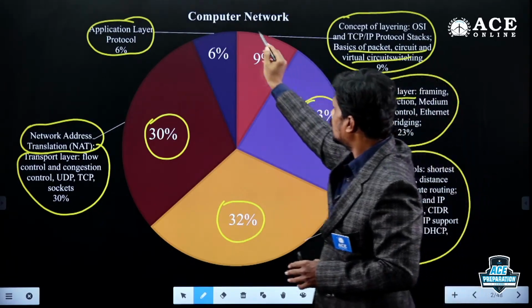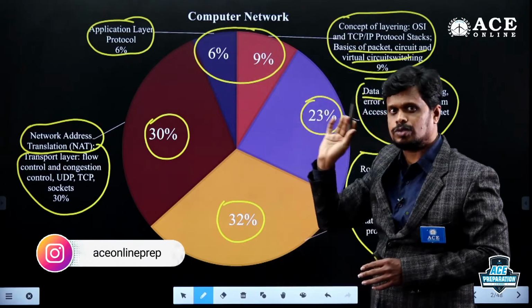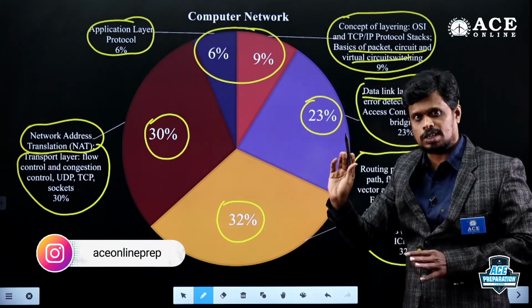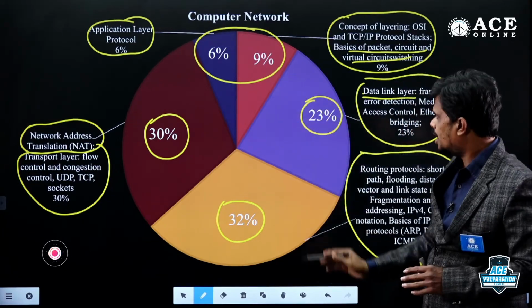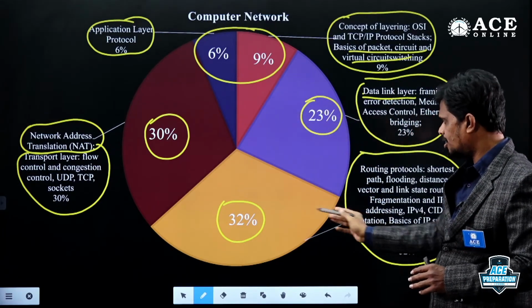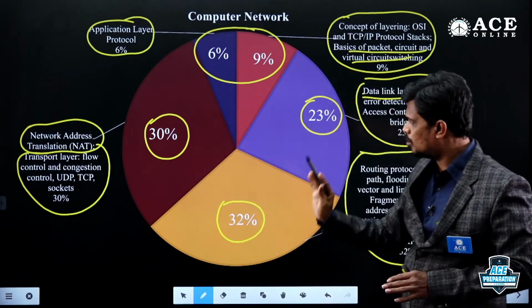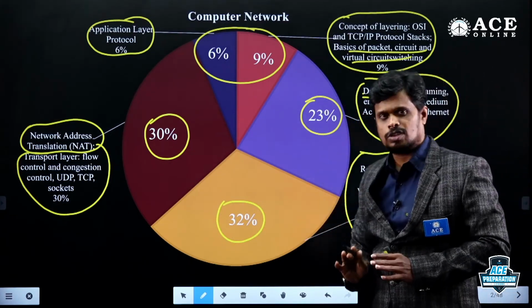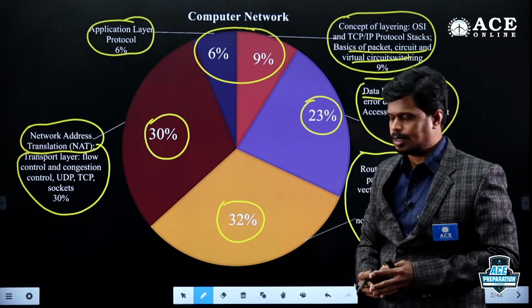Collectively, 15% from these topics, concept of layering and switching. Collectively you have 15% of the weightage. And data link layer 23, network layer you have 32, and transport layer you have 30. So this is the overall analysis of the computer network subject with respect to previous year papers, right?